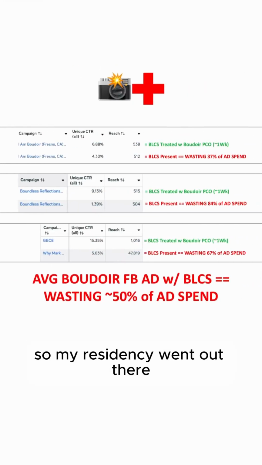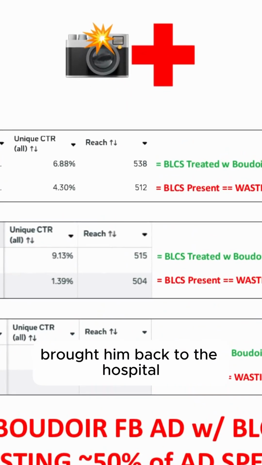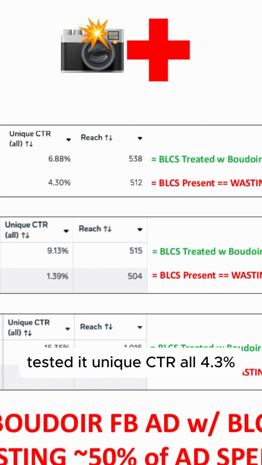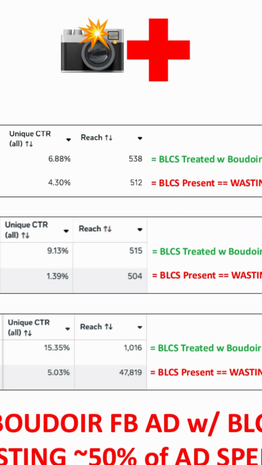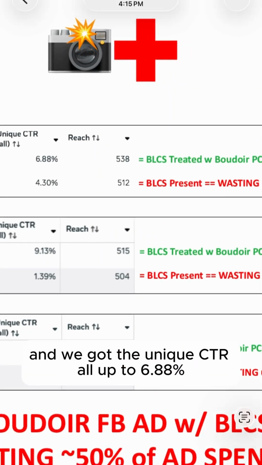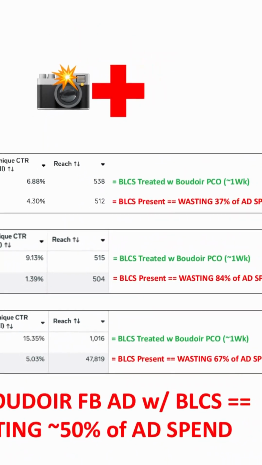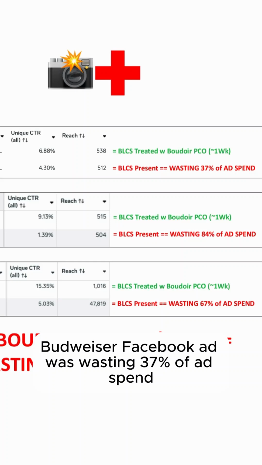So my residency went out there, found some Boudoir Facebook ads out in the wild, and brought them back to the hospital. First one, brought it back to the hospital, tested it. Unique CTR, 4.3%. All right, so unique CTR under 6% means that BLCS is present. So we duplicated it, treated it with Boudoir Pico, took about a week, and we got the unique CTR up to 6.88%. So much better. So we found out the original Boudoir Facebook ad was wasting 37% of ad spend.